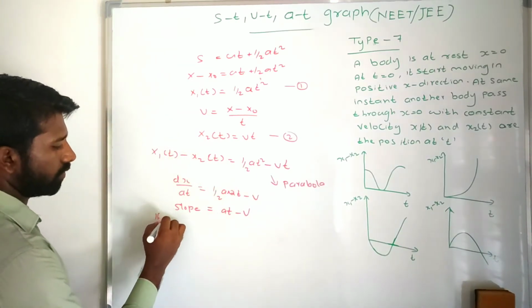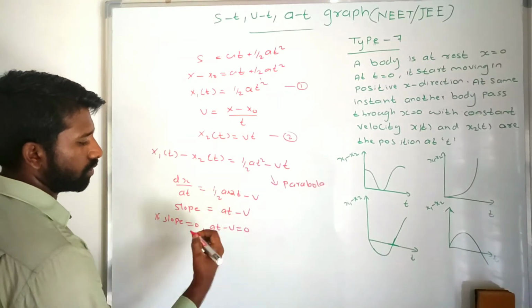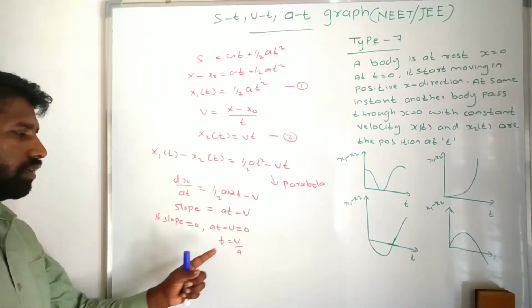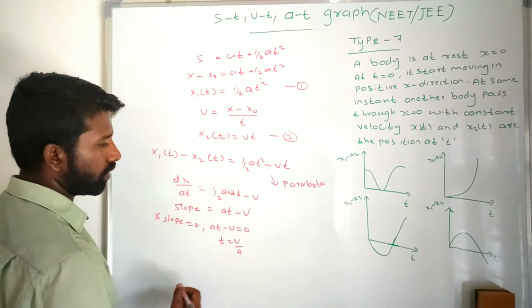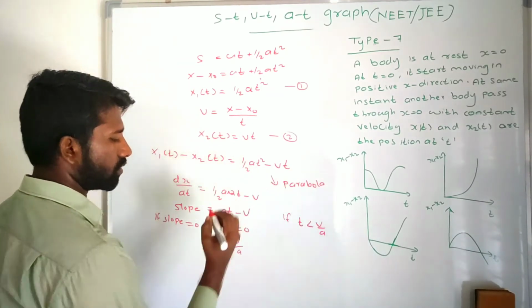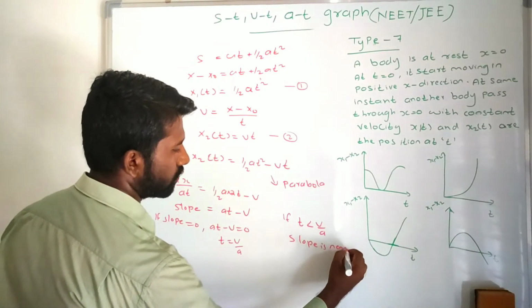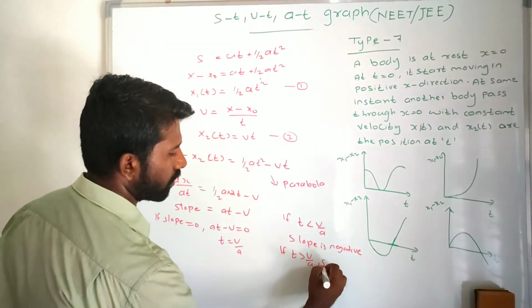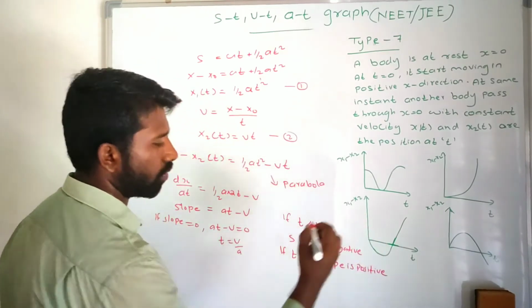I am taking a condition: if the slope is 0, what is the condition? at minus v is equal to 0, so t is equal to v by a. If time t is equal to v by a, the slope will be 0 for this parabola. Okay, and another case I am taking: if t is less than v by a, what will you get? Surely the slope is negative. And if t is greater than v by a, what will you get? The slope is positive.